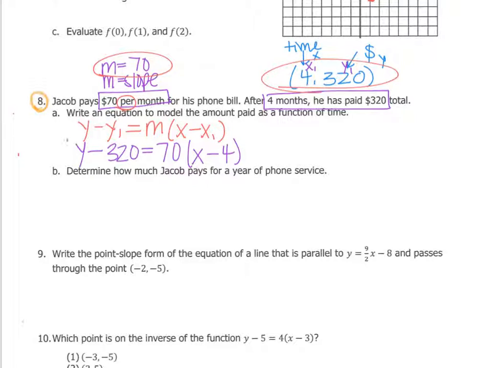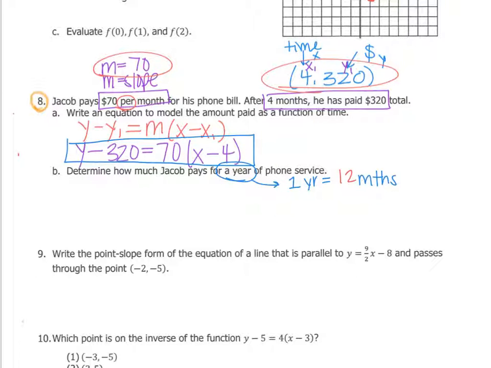Now, you can actually leave this equation just like this. If there were a double negative, you'd want to change it, but in this case, we can leave it. We're done. And then it says, determine how much he pays for a year of phone service. Notice that the time has been in months, so we have to convert 1 year. Think about a year, how many months are in a year. So now we know that 1 year is 12 months.